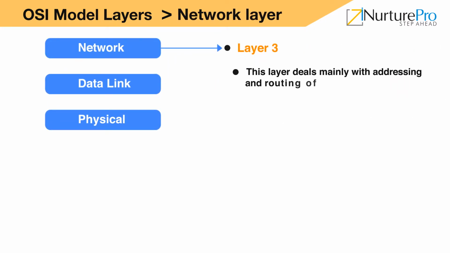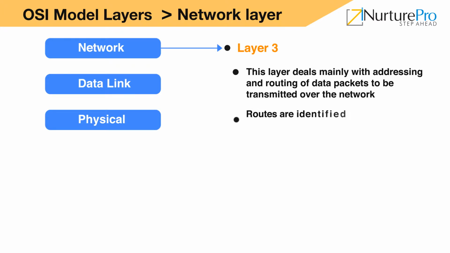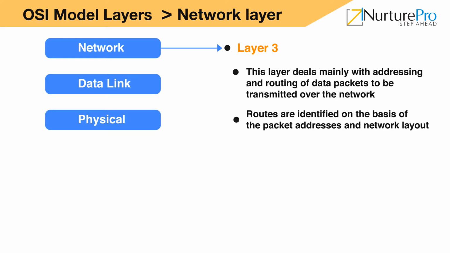The data is transferred from the data link layer to the network layer. The network layer provides the route for data transmission from a source to the destination computer. Routes are identified on the basis of the packet addresses and network layout. Each computer in a network is given a unique number. This unique number is usually called the IP address of the computer.